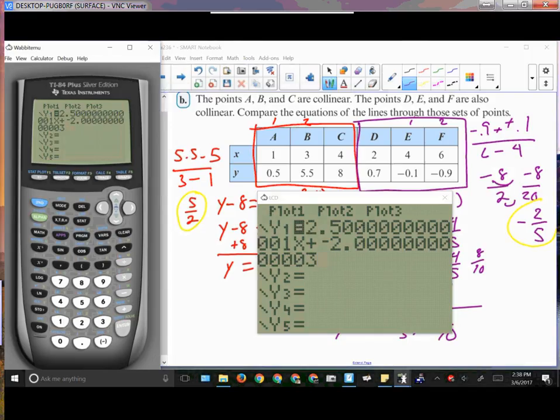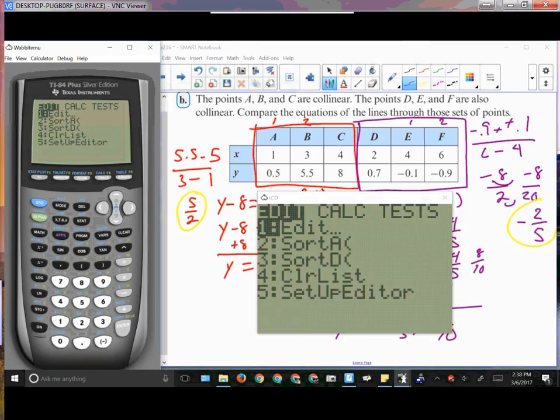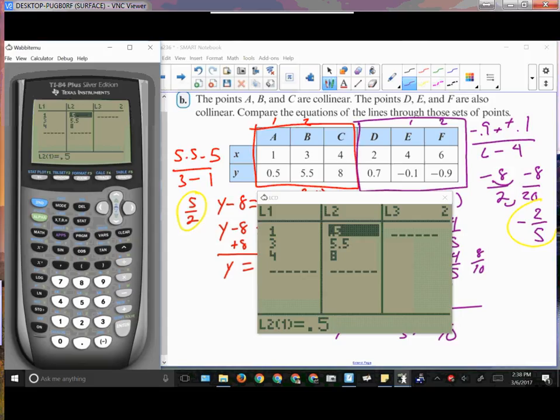Okay, so here we go. Next one. Press Stat. Now we're going to edit. And we're going to put this data in for those of you that aren't paying attention. So I am going to put in 2, 4, 6. Up here, 0.7, negative 0.1, negative 0.9. Okay.